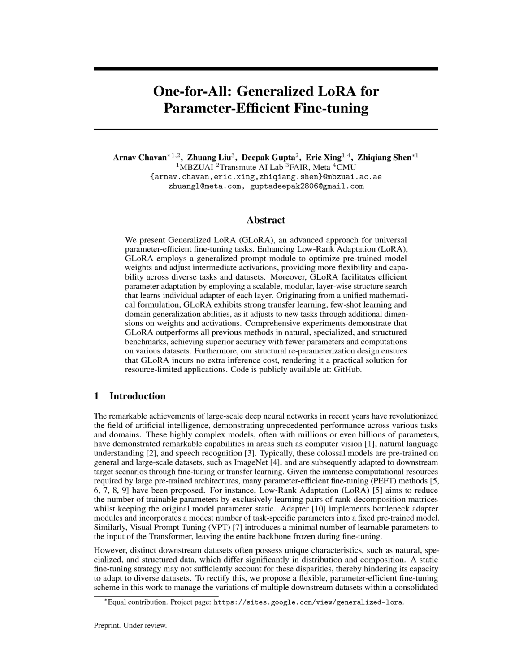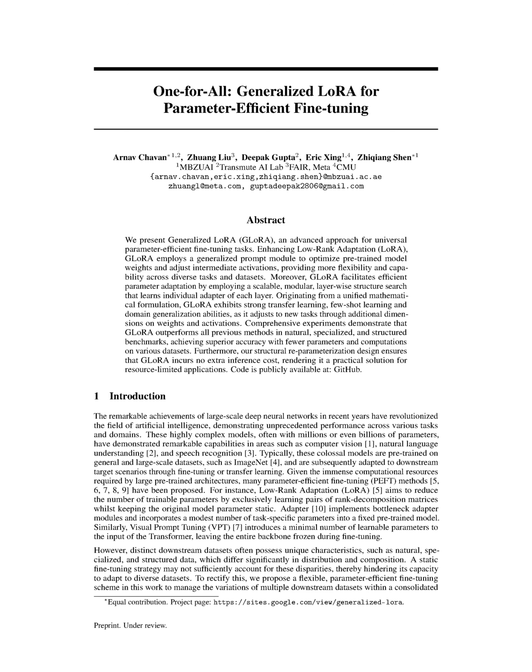Section 1 Introduction. In recent years, the impressive advances of large-scale deep neural networks have brought about a revolution in the field of artificial intelligence. These highly complex models, with millions or even billions of parameters, have exhibited outstanding capabilities in areas such as computer vision, natural language understanding, and speech recognition. These giant models are generally pre-trained on broad and substantial datasets, like ImageNet, and then adjusted for specific downstream tasks through fine-tuning or transfer learning.